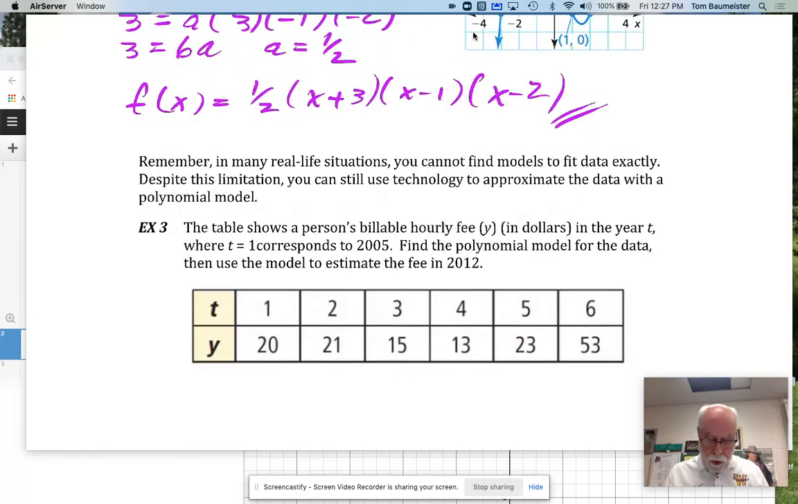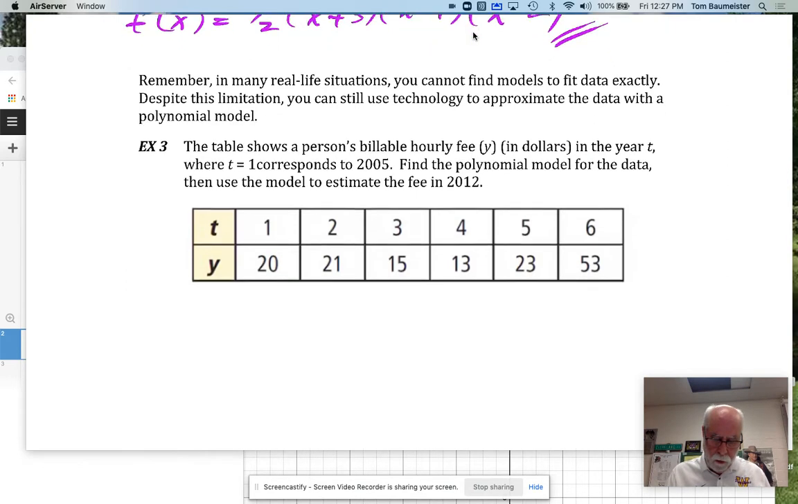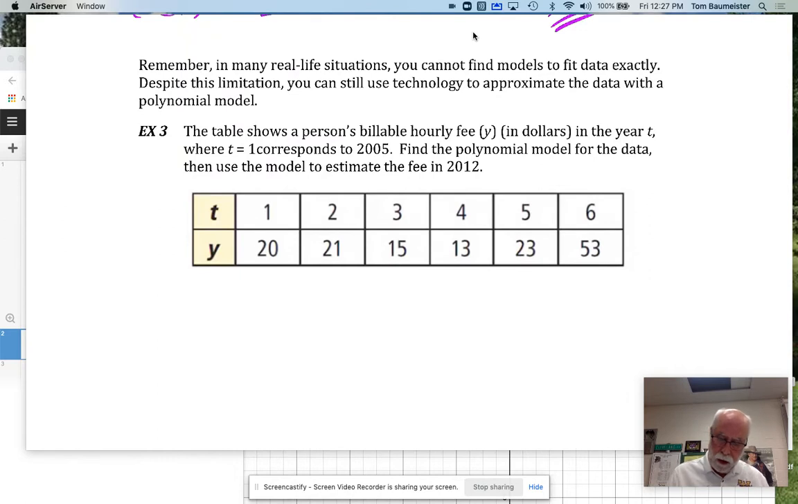All right, the next one is, remember, in many real-life situations, you cannot find models to fit data exactly. Despite this limitation, you can still use technology to approximate the data with a polynomial model. So example 3, the table shows a person's billable hourly fee, y in dollars in the year t, where t equals 1 corresponds to 2005. Find the polynomial model for the data, then use the model to estimate the fee in 2012.